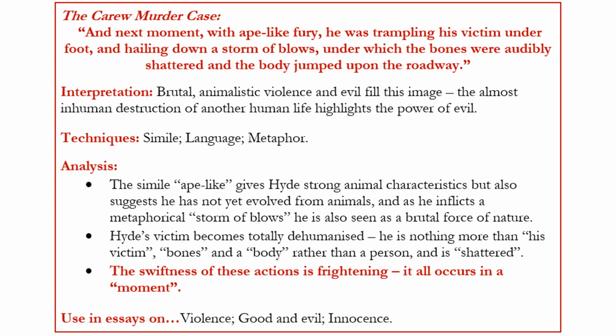So the absolute destructive horror of words such as "fury", "trampling" and "hailing", alongside the incomprehensible behaviour continuing despite the fact the bones were audibly shattered, all of which occurs in just a moment, is genuinely terrifying in a world built on controlled human behaviour.